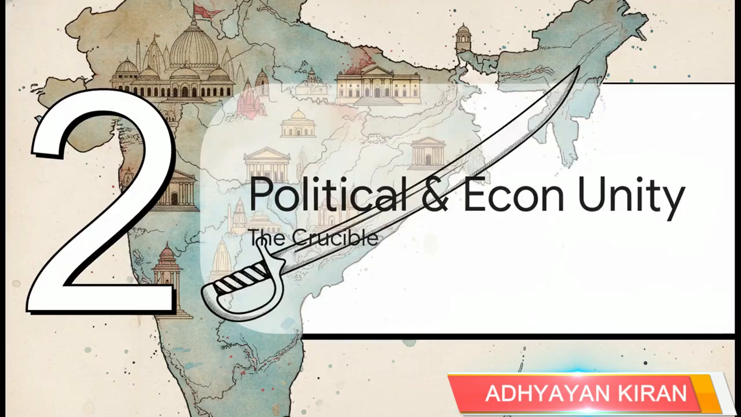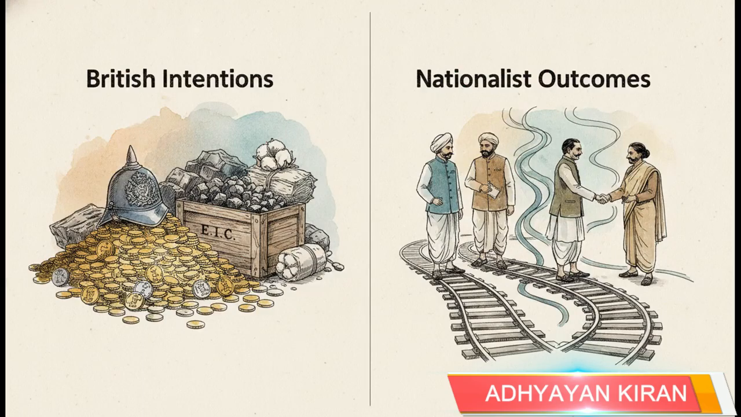Moving to Section 2, forging political and economic unity, the crucible. We have this vast, incredibly diverse subcontinent, and ironically, it was the British administration that unified it. Now, what's really interesting here is the sheer irony of the situation. Look at the British intentions: military defense, extracting resources, and commercial exploitation. They just wanted total control and profit.